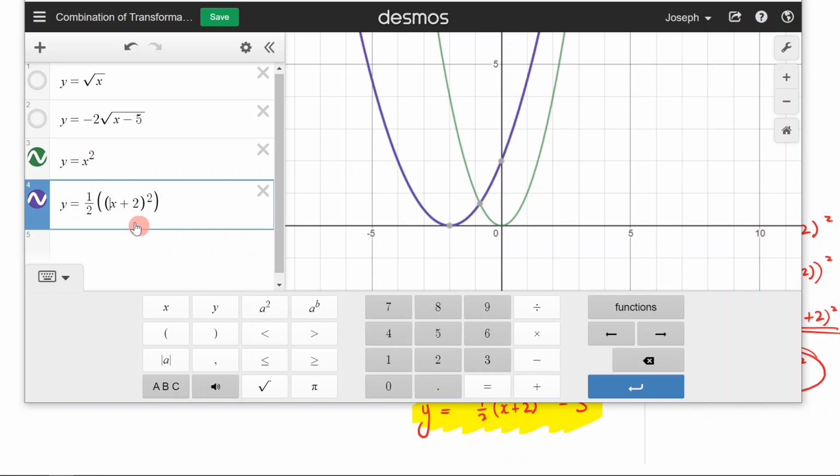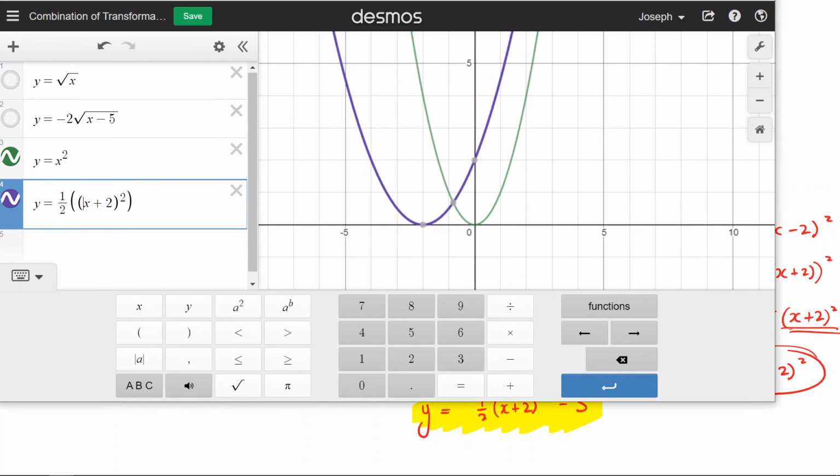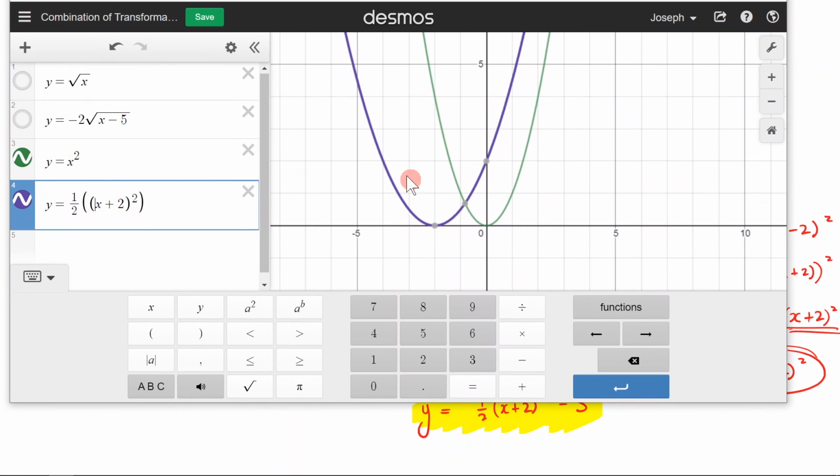So that's where you've got to be careful when you're going through these questions. And if you are doing it by inspection, you have to be ever so careful, because people are going to make the mistake of, hey, do I have to put a negative sign here because it's reflected in the y-axis? You're not going to make that mistake if you do it by the method. You're far less likely to make that mistake. So you just have to be really on the ball if you are going to do the inspection method.